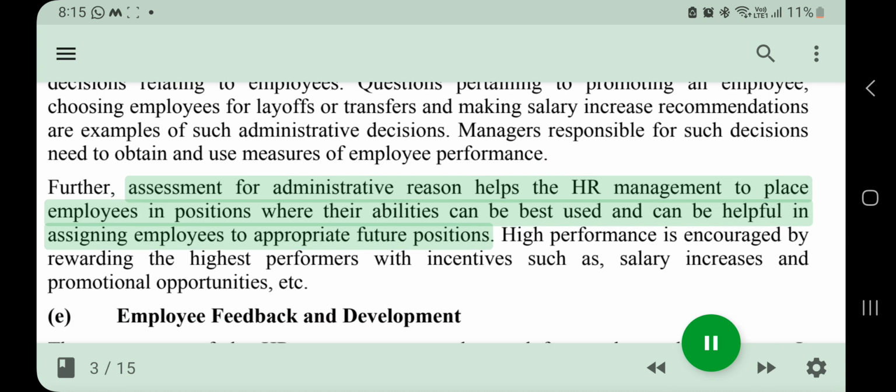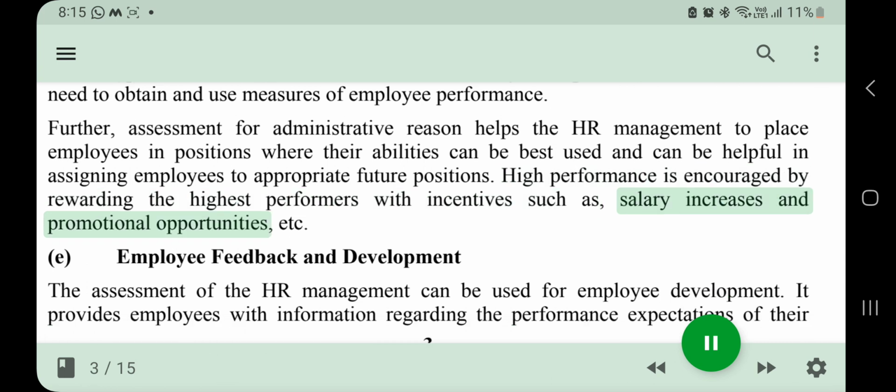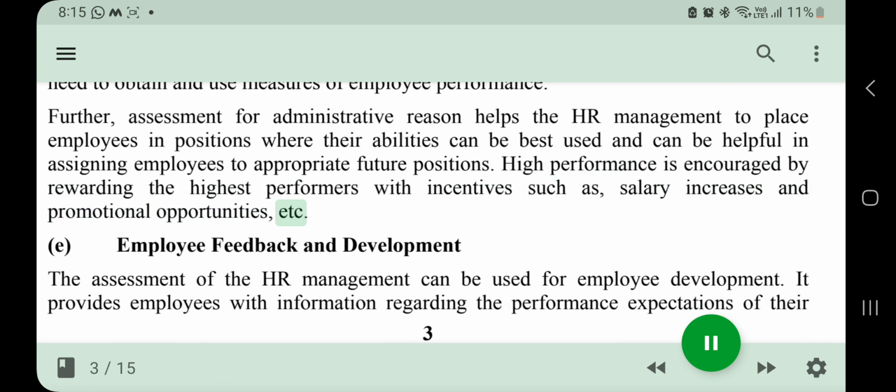Further, assessment for administrative reason helps the HR management to place employees in positions where their abilities can be best used and can be helpful in assigning employees to appropriate future positions. High performance is encouraged by rewarding the highest performers with incentives such as salary increases and promotional opportunities, etc.